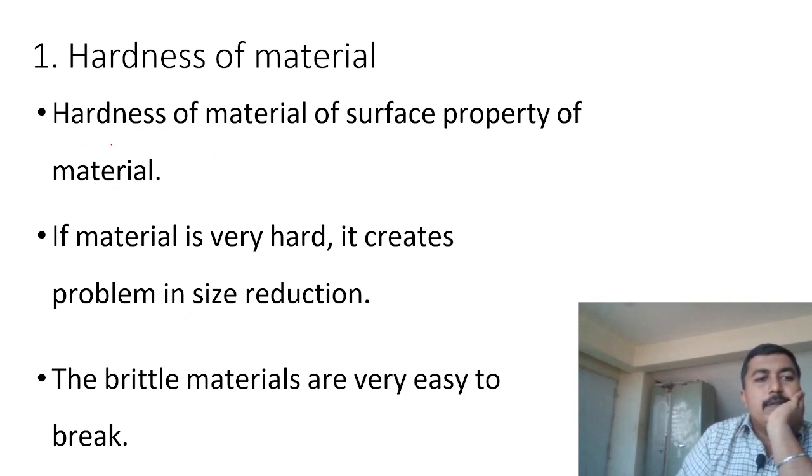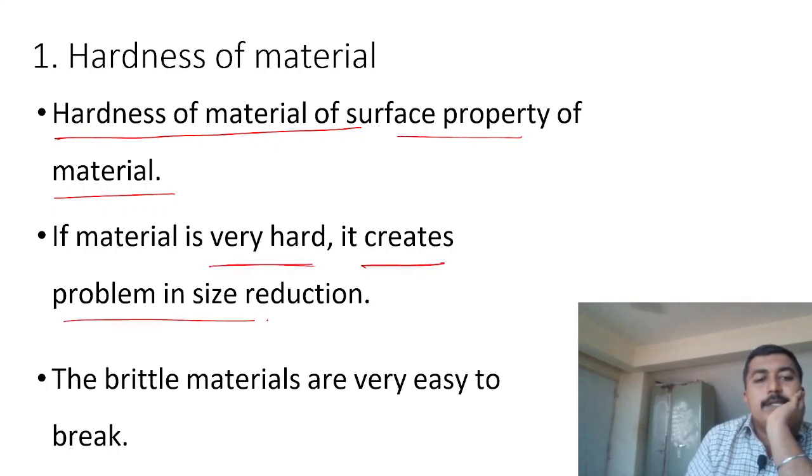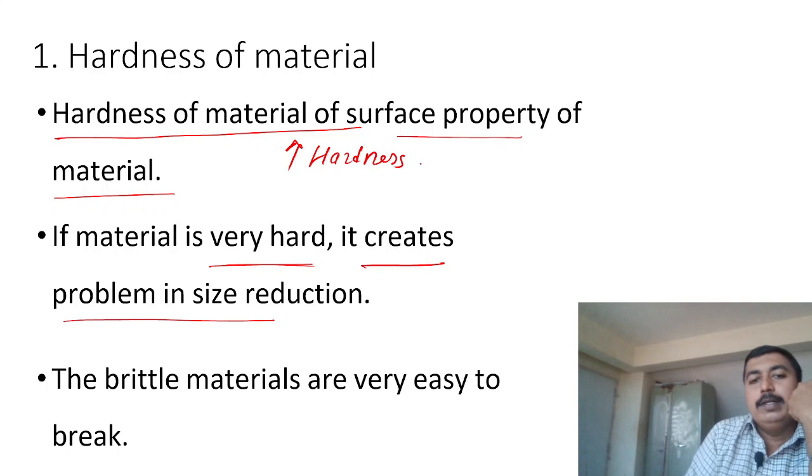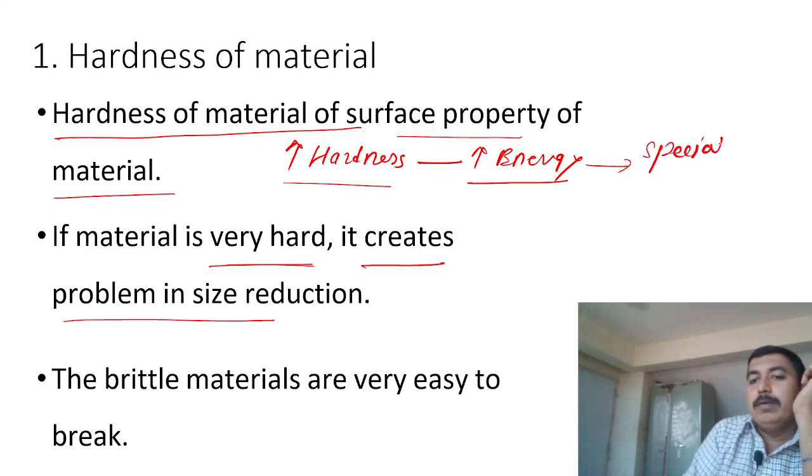First, hardness. Hardness is a characteristic property of the material. If the material is too hard, it creates a problem. Of course, in size reduction we require more energy. So if the hardness of the material is high, we require more energy for the size reduction process, and for more energy we require a specialized mill for size reduction.